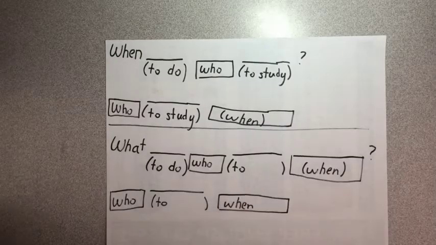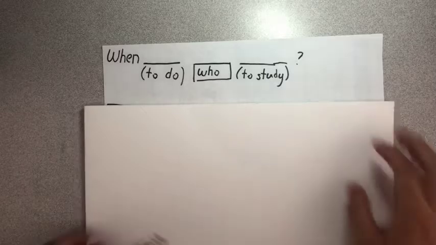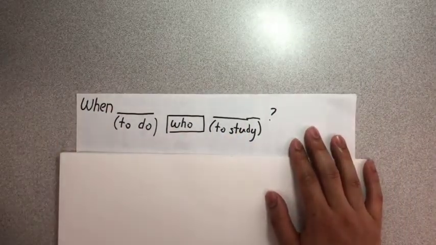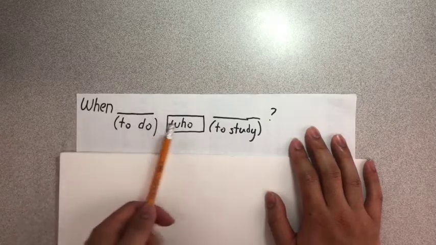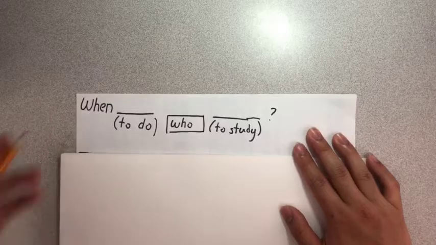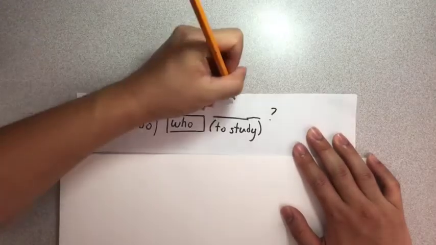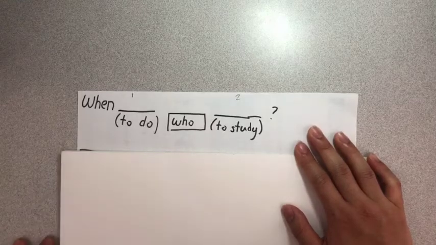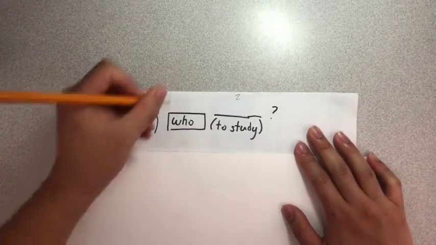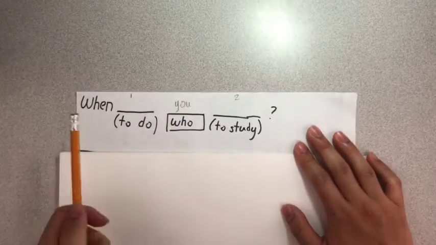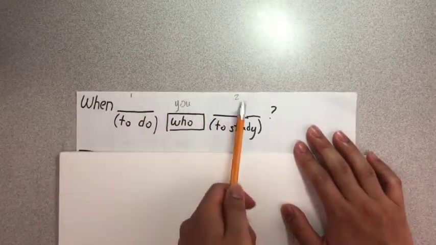Okay, so now let's practice writing sentences. Let's start with a "when" question. When to do, a person to study. So in this sentence, we can see there are 2 verbs. Verb 1, verb 2. Who? We need to write a person here. So let's just start with "you." When something, you something.